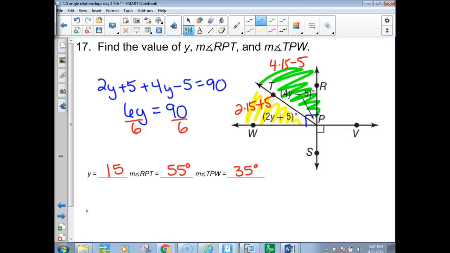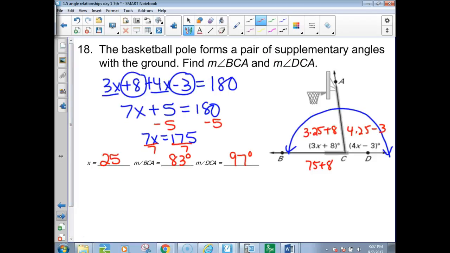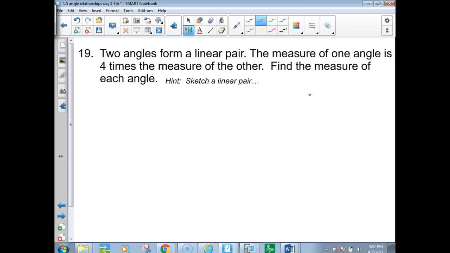Does someone know a particular question that they would like me to go over in that packet? 19? Bless you. Good idea. Very commonly missed problem.